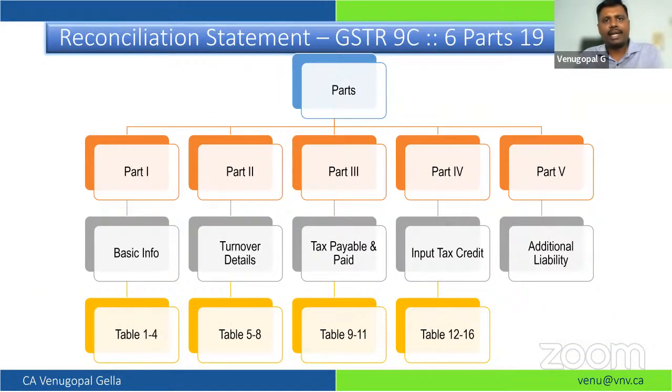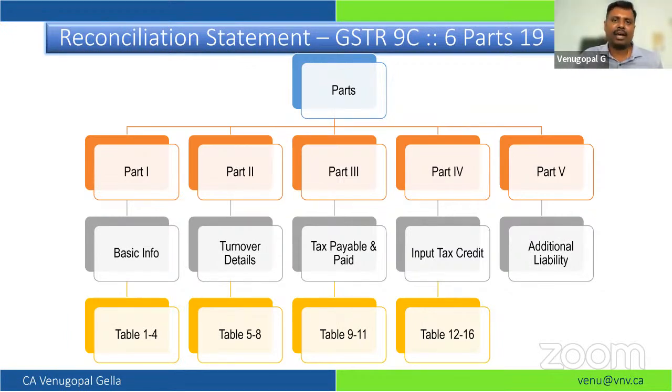When it comes to 9C, 9C is divided into 5 parts. Part 1 is always the basic information. Part 2 talks about the turnover details. So if the turnover is matching with whatever you have reported in 9, both gross turnover and taxable turnover, well and good.